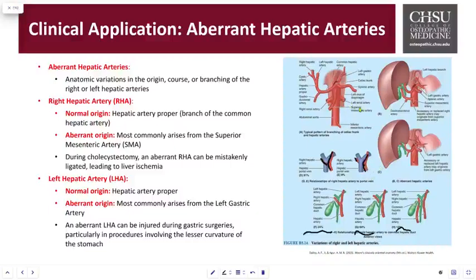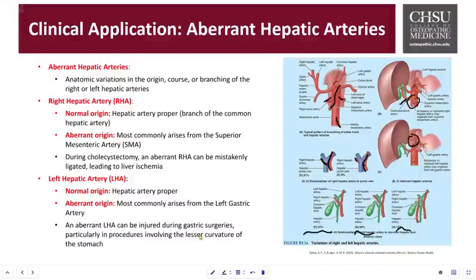This is your typical branching of the celiac trunk. We have the right and left renal vein, superior mesenteric artery, inferior mesenteric artery on the bottom. The aberrant hepatic artery, what you'll see is that it's very different. So you have the gastroduodenal artery coming off here. And in this case, the hepatic artery may come off of the superior mesenteric artery. And then for the left hepatic artery, LHA, the normal origin comes from the hepatic artery proper, but most of the time it can also arise from the left gastric. So from here or from there.